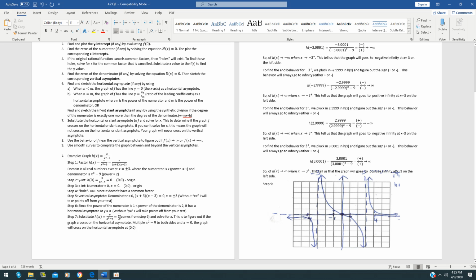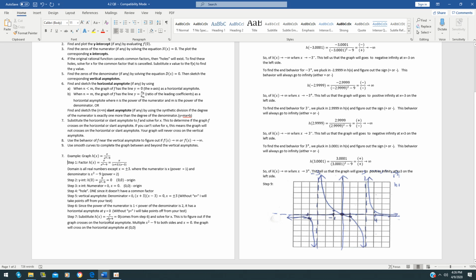Next, step 7, we want to figure out if the graph will cross over at your horizontal asymptote. How do we figure it out? You take back your original function h of x, x over x squared minus 9, and you make it equal to 0. And where does this 0 come from? It comes from step 6. If this were 5, then you would just make this equal to 5 and try to solve for x. But in this case, it's 0, so we will use 0 here.